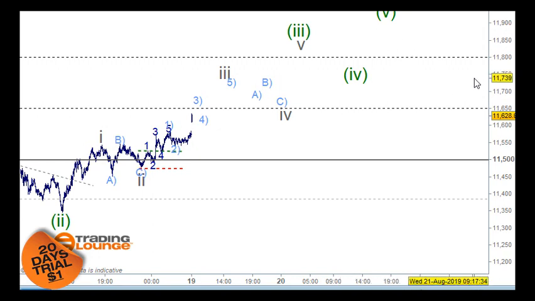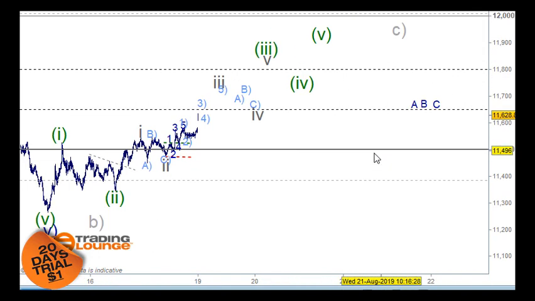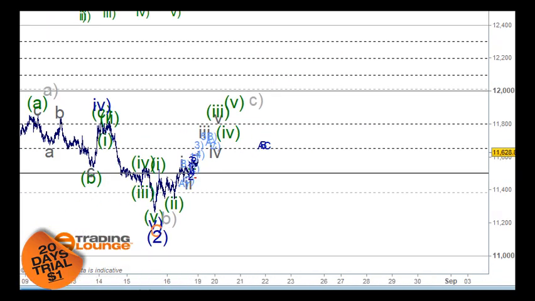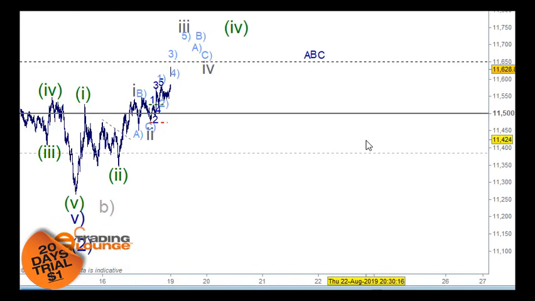So we're looking, let's just have a look over here. Right, so 11.8 is going to be our target area.